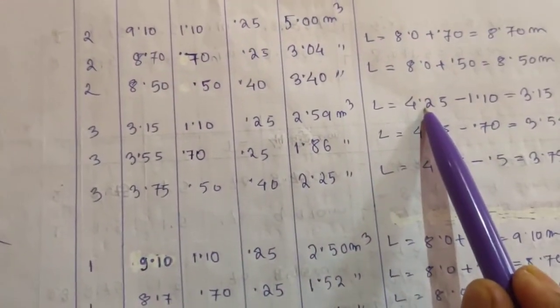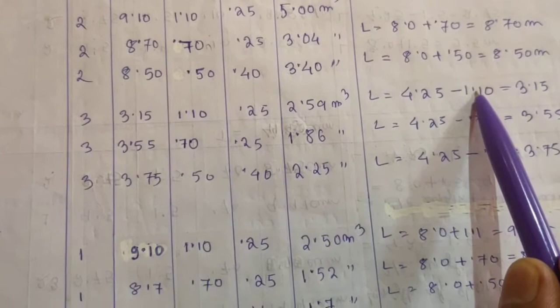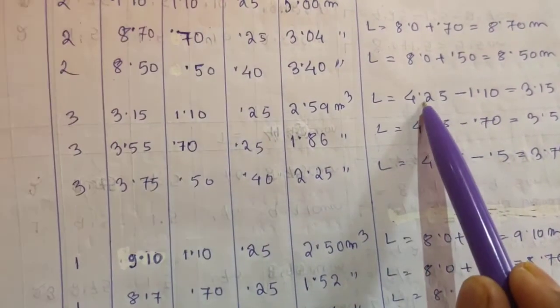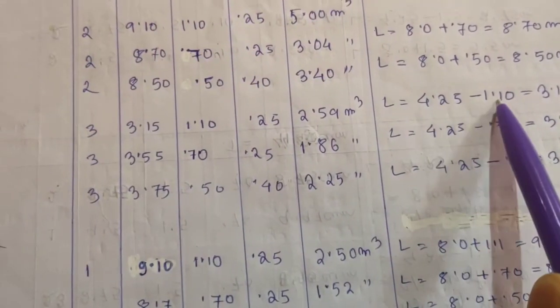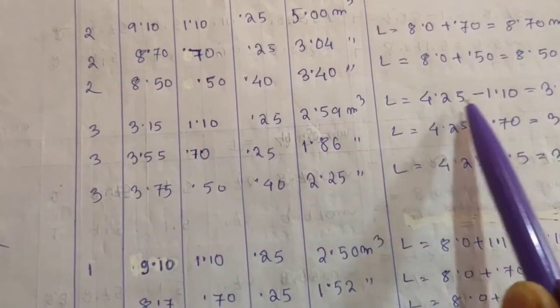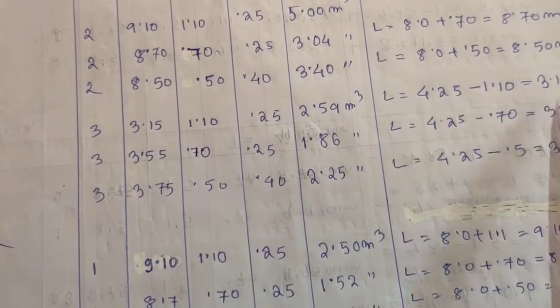Center to center length minus 1 breadth. This is the formula to find the length of the short wall. So the center to center length is 4.25 and the breadth for the first step is 1.1. So 4.25 minus 1.1 is 3.15 meter.